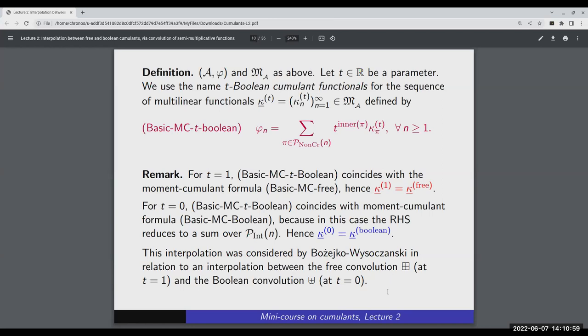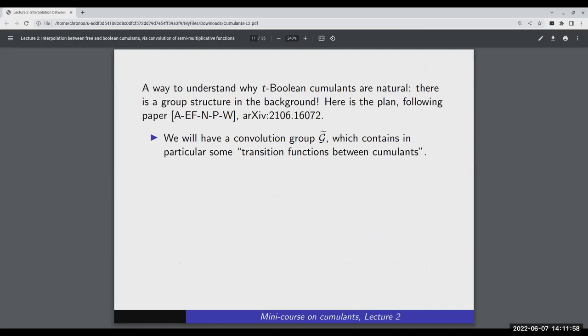This might look a bit arbitrary, as if you kind of put it in artificially, but let me mention that Bozejko and Bożejko-Wysoczański, in a paper in 2001, actually spotted that this is a good thing to do. What they were interested in was interpolating free and Boolean additive convolutions. Once you have a definition of the cumulants, there is also an operation of additive convolution, namely the operation which those cumulants linearize. So they studied a deformed convolution in terms of this parameter t between 0 and 1, which interpolates between free and Boolean convolution.